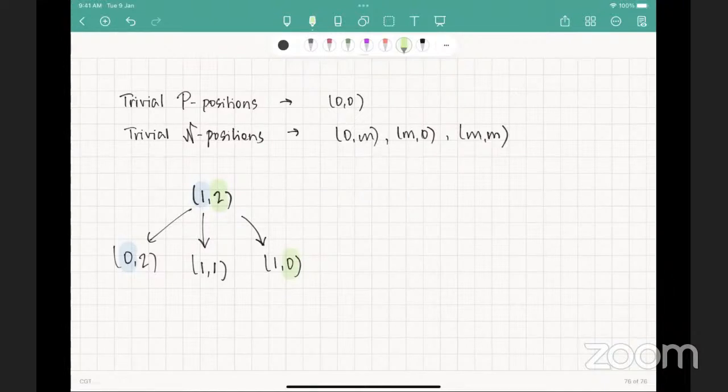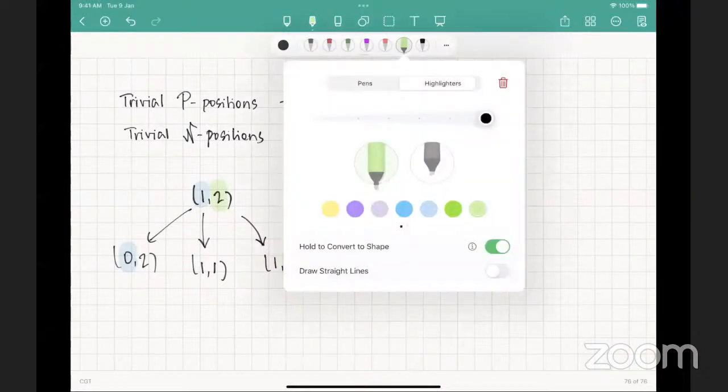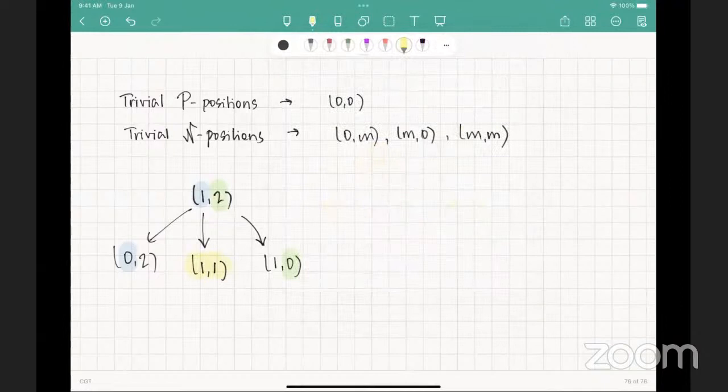So if the player wants to leave one of the heaps non-empty, then the only way to do that is to remove 1 stick from the second heap. But that unfortunately takes you to 1, 1, which is a situation where both heaps have the same size. So that's also a win for the other player. So basically, there's really no way that you can win from here. So this is an example of a P position.